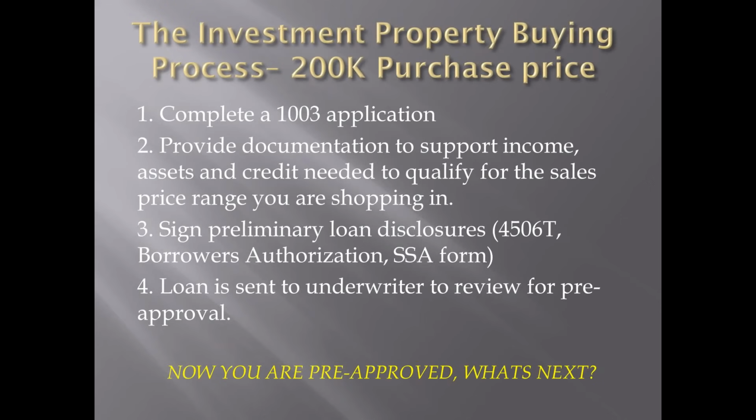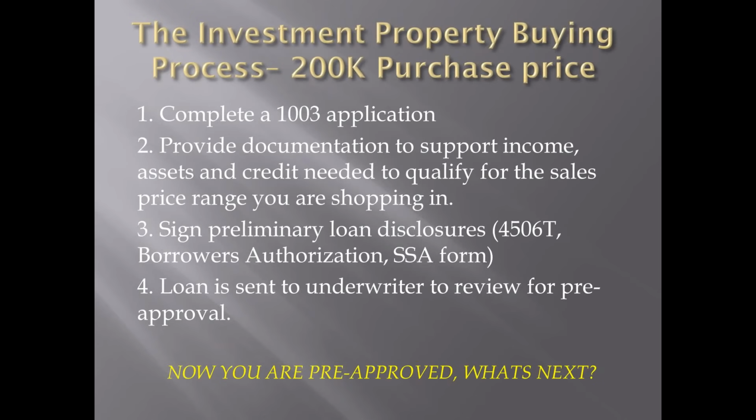So we're going to start off, you're going to complete a 1003 application. You're then going to provide the documentation to support the income, assets, and the credit needed to qualify for the sales price range that you're shopping in. So W-2s, pay stubs, bank statements for your funds to close. You're then going to sign a few preliminary loan disclosures.